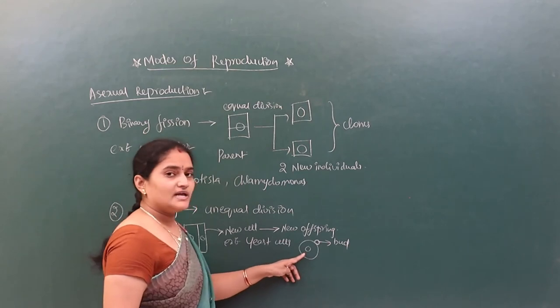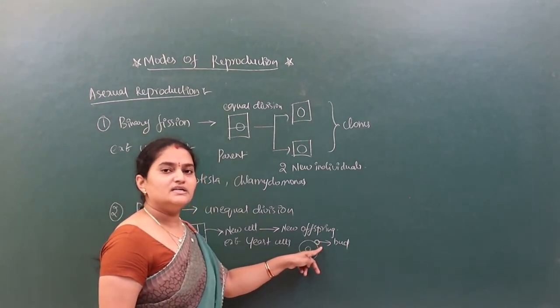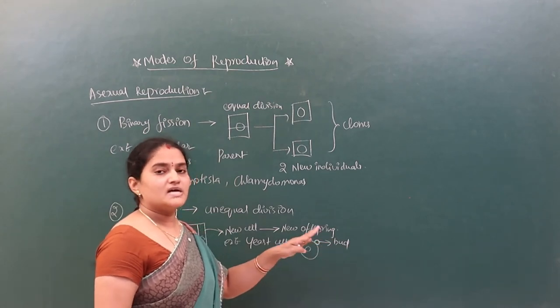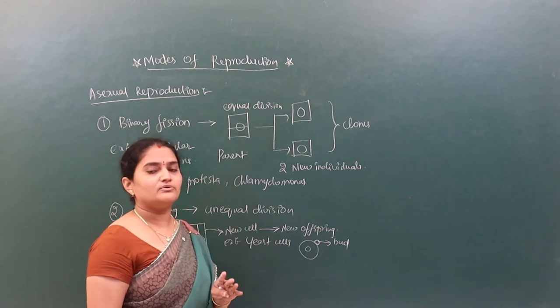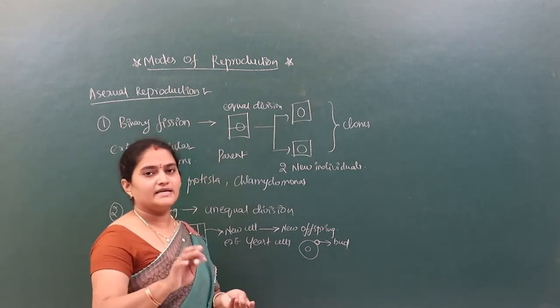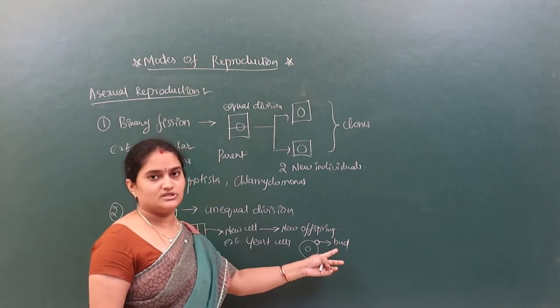So this yeast cell will undergo unequal division and produce this bud. This bud is able to survive as a new individual, that is called a yeast. Extra yeast can arise from the budding procedure.